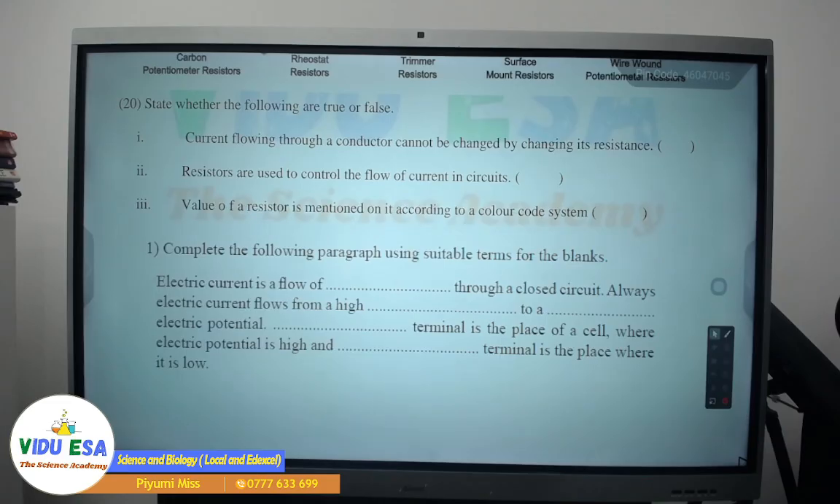What are known as temporary magnets? Temporary magnets are materials that become magnetic only when they are near a magnet or a magnetic field. Therefore, they are known as temporary magnets. Examples are iron nails, paper clips, and sewing needles.